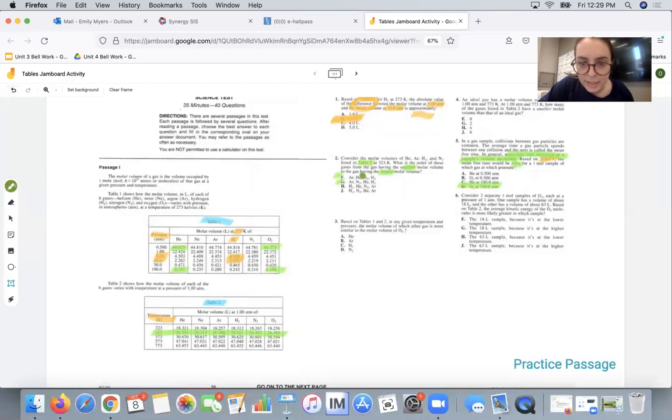All right, which one's the second smallest? Is it helium or nitrogen? Helium's 26.504. Nitrogen's 26.492. So nitrogen's smaller. So our answer should be G for that one.